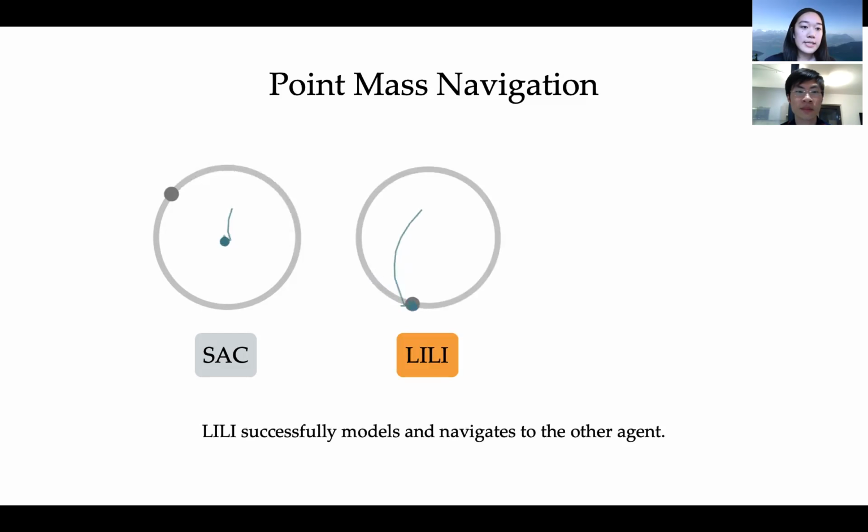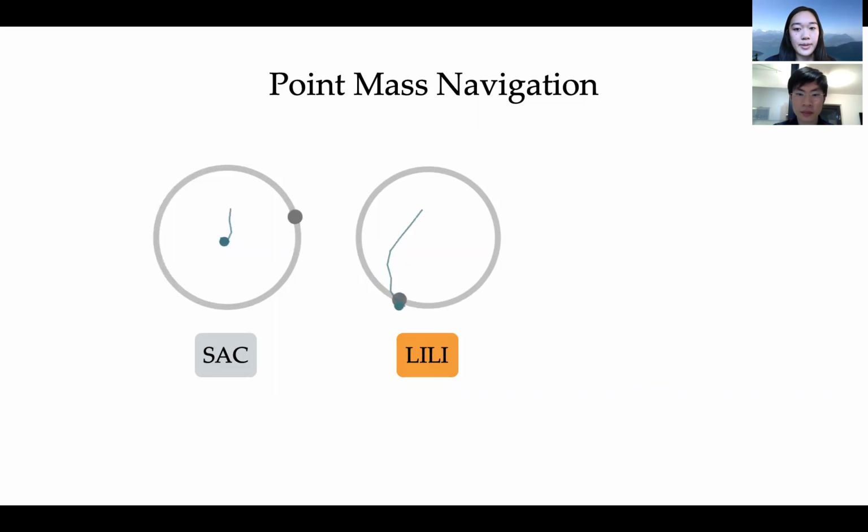In contrast to this, our method, LILI, can successfully model the other agent's behavior, and during each interaction, successfully captures the other agent. But notice that the other agent is captured along this lower part of the circle, which is highlighted in red. If the goal is to reach the other agent as quickly as possible, then ideally what the ego agent should do is have the other agent be positioned at the top of the circle where the ego agent is closest. In other words, the ego agent should influence the other agent to move towards the blue region.